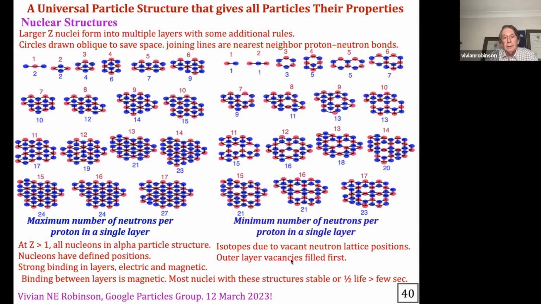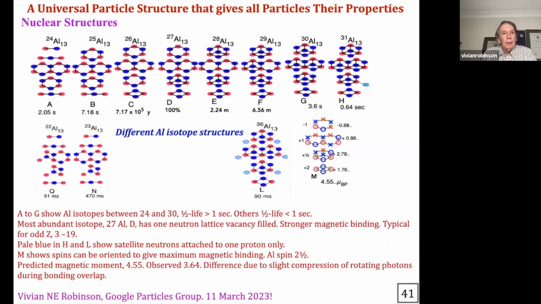Now, one thing about these two structures is that most nuclei that are assembled using these structures are either stable or will have a half-life of a few seconds. We'll get more into that later. To give you an indication of this at work, here between 24 Al and 30 Al, you have the limits of isotopes under this structure, and you'll see the lowest number 2 seconds, the highest number 3 seconds.